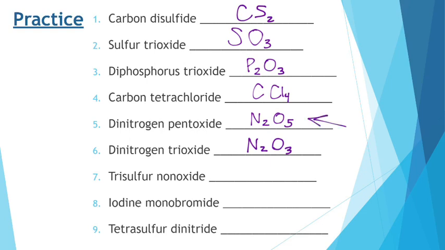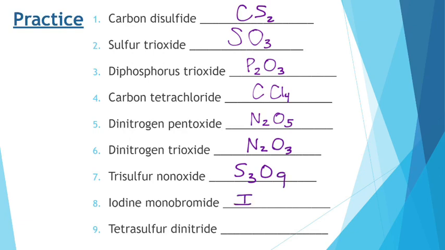Another example of places where we can have the same elements bonding in different ratios. We've got lots of different nitrogen-oxygen compounds and lots of different ratios. So we've got to use these prefixes. We cannot just call them nitrogen oxide because they're all different forms of nitrogen oxide. Then trisulfur, S3, non-oxide, O9.